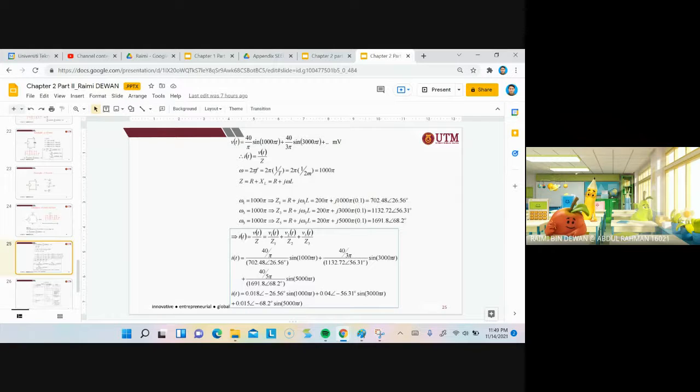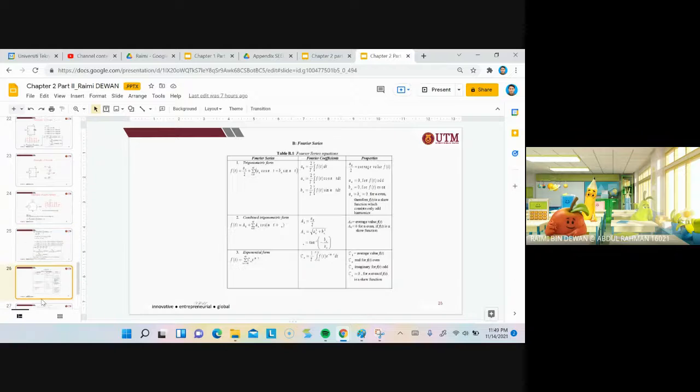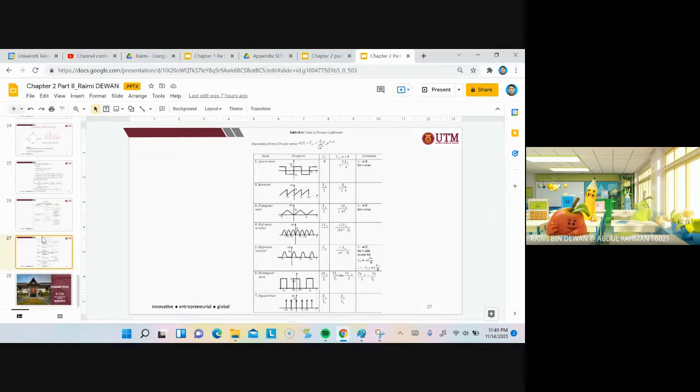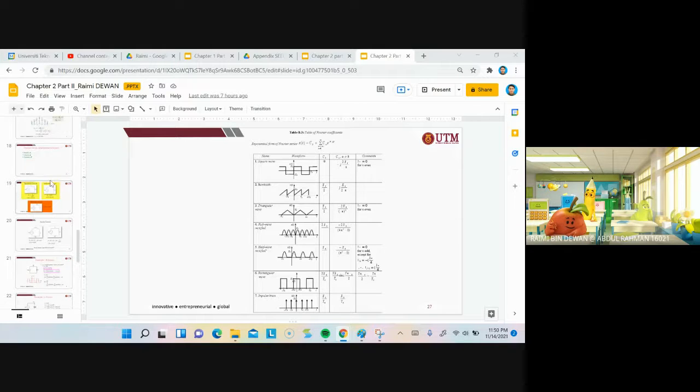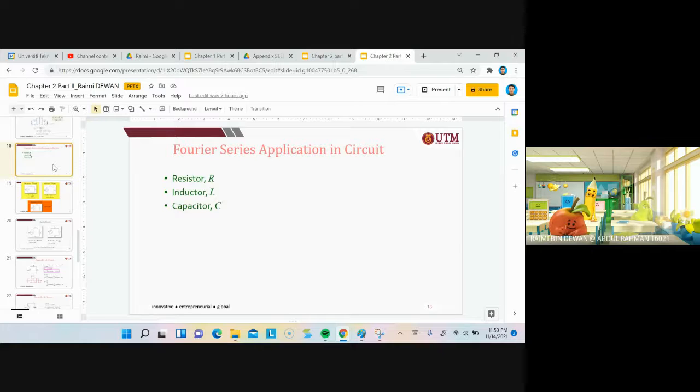So this is the table. Try this and try to solve the tutorial. So with that we finish chapter 2 part 2, continuous Fourier series application in circuits. If there is any mistake in my solving or whatsoever, because I'm doing this hands on, maybe some mistake, so let me know.